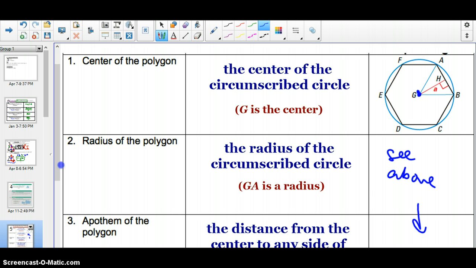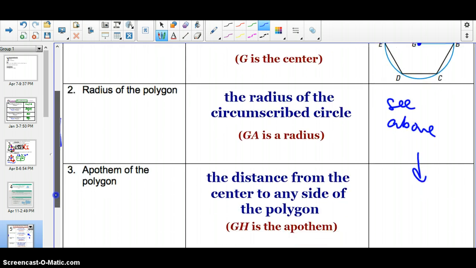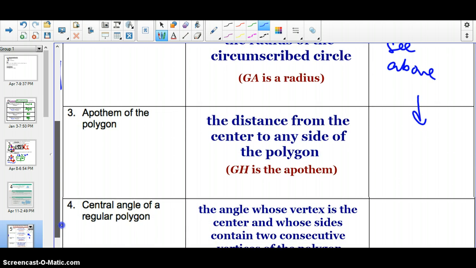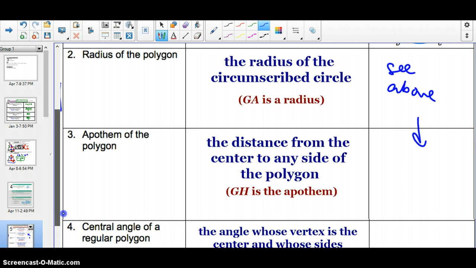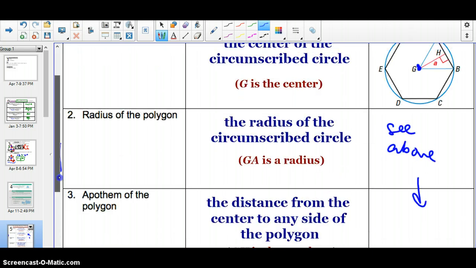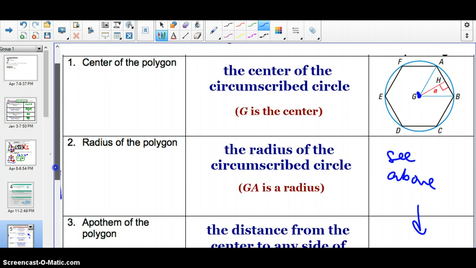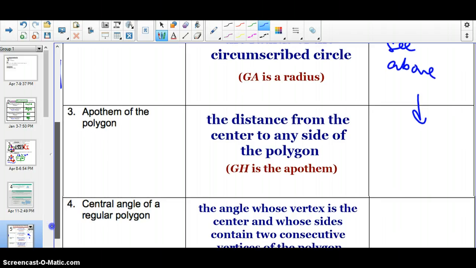So the radius of a polygon would be GA, the segment GA. The apothem of the polygon, this is a new word, is the distance from the center to any side of the polygon. So in this problem, GH is the apothem.